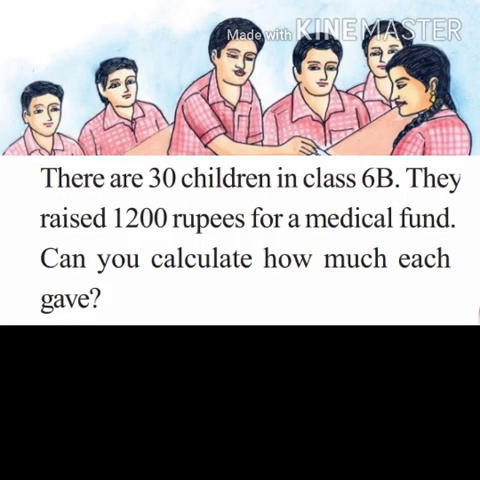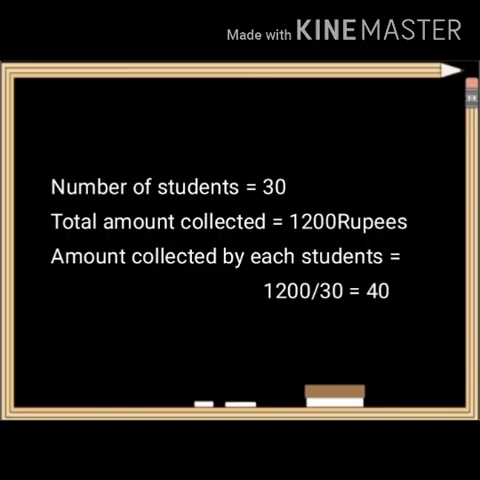So what about the next question? There are 30 children in class 6th B. They raised 1200 rupees for a medical fund. Can you calculate how much each gave? That's our question. I know that everyone gets the answer like this. The number of students is 30 and the total amount collected is 1200 rupees. We get the amount collected by each student when we divide 1200 by 30, that's 40. Isn't it? Did you get this answer? Many of you got this answer.